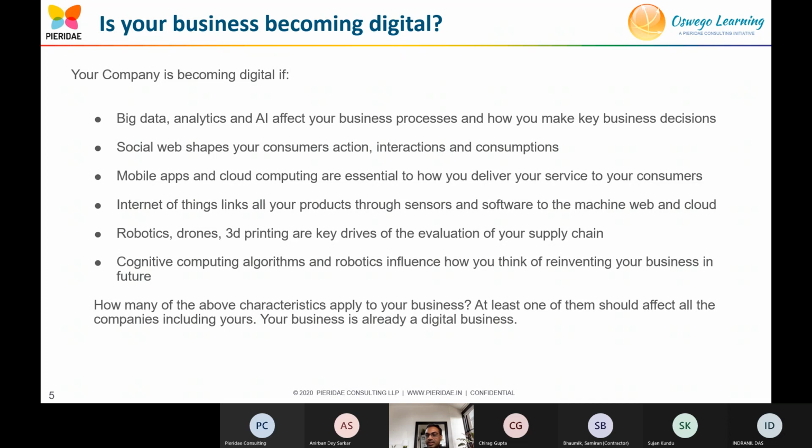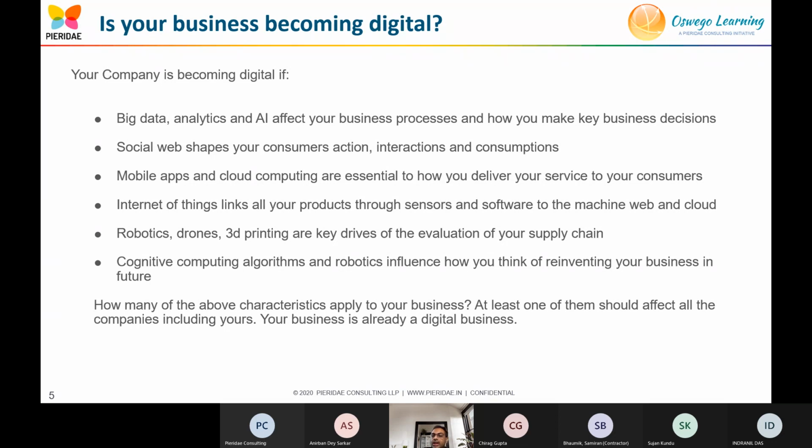So is your business digital or becoming digital? How will you understand whether your business is digital, whatever industry you are in? You might be in the manufacturing industry, or you might be in, say, a service related industry, anything. How will you understand that your business is also becoming digital? There are a few checkpoints. If you can answer those, you will understand that yes, your business is also impacted by digital technologies, and it is high time that you should also do a transformation. So I have listed a few checkpoints.